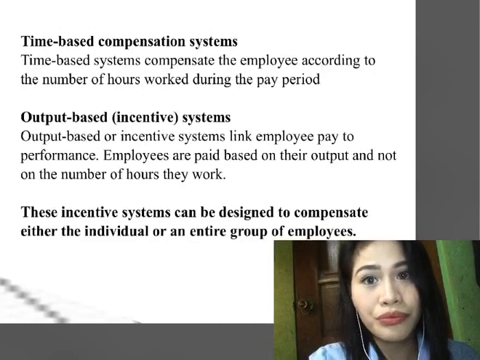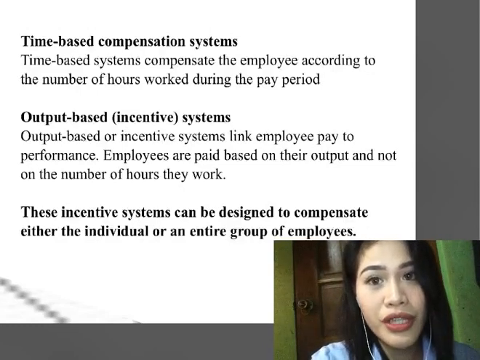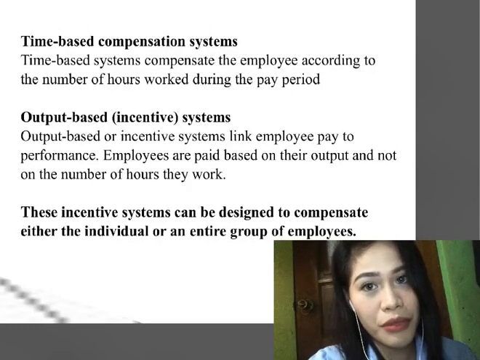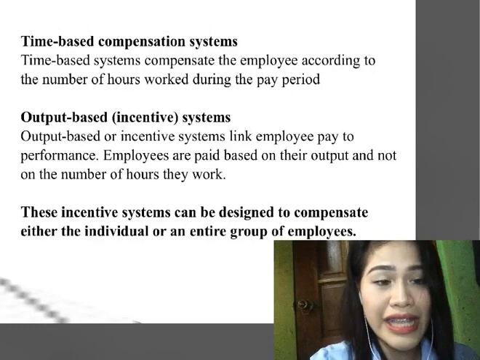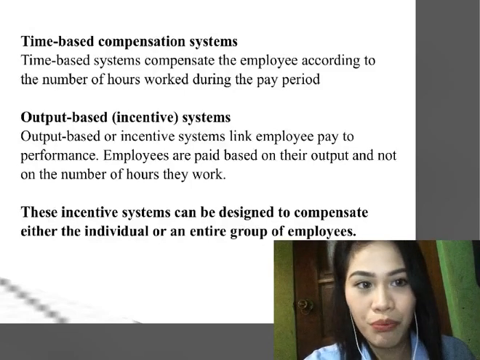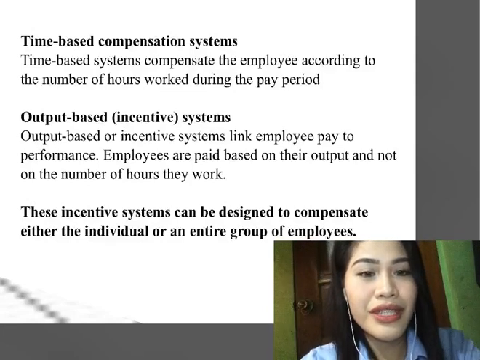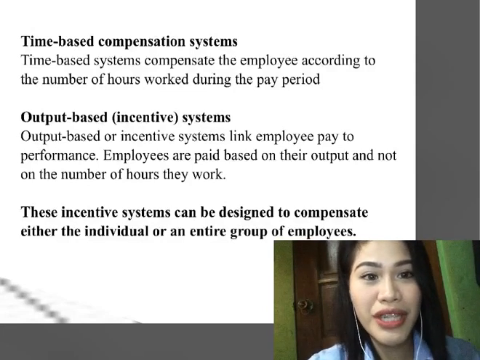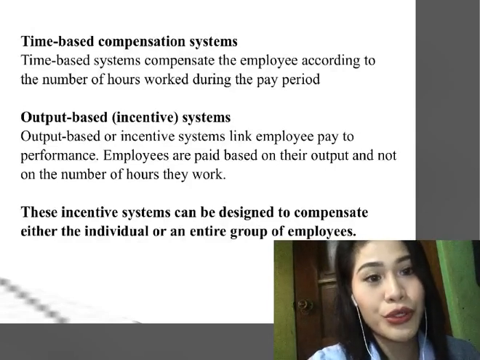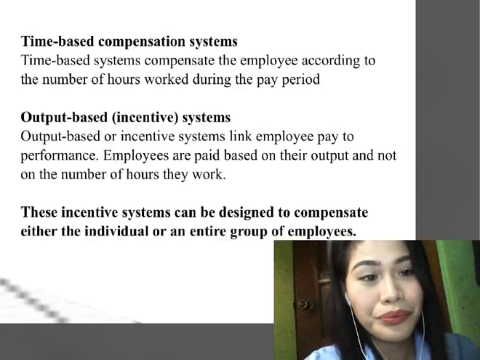The more the workers produce, the more the worker earns. The assumption is that some workers are motivated by money and produce more when pay is linked to performance. In short, output-based or incentive systems pay based on the number of units completed. These incentive systems can be designed to compensate either the individual or an entire group of employees.